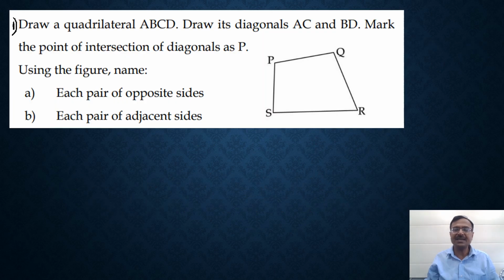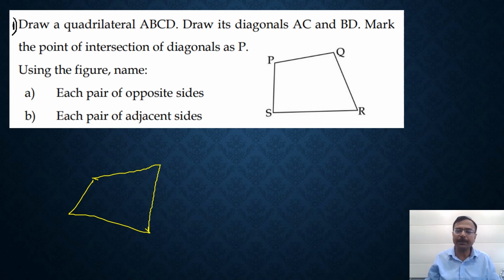So friends, let's see the questions which I have for this video. See, the concept is that of a quadrilateral first. Draw a quadrilateral ABCD. So suppose you have a quadrilateral ABCD like this, any quadrilateral ABCD, the shape is not particular. So you know that you have to name the quadrilateral by writing ABCD in order. You can either go clockwise or go anti-clockwise starting from any vertex. Draw its diagonals AC and BD. So AC is this diagonal and BD is this diagonal.